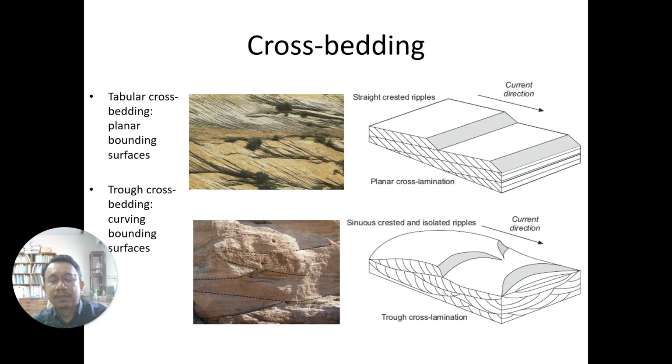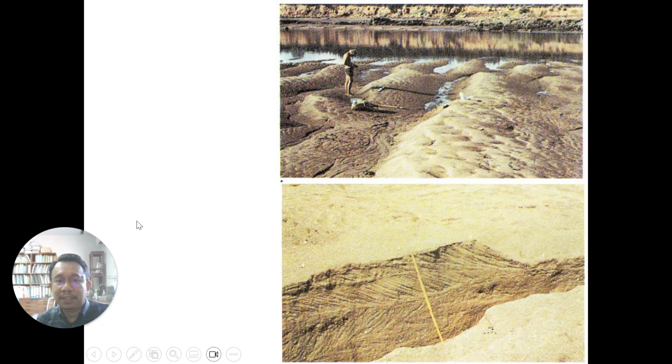These are cross beds in cross section, and this is how they look. You can actually distinguish two types of cross bedding. One we call tabular cross bedding, where the bounding surfaces, the bottom and the top of a bed, are relatively straight. And then you can also have what we call trough cross bedding, where the lower surface is curving, usually in a concave upward geometry. So this is trough cross bedding with curving bounding surfaces.